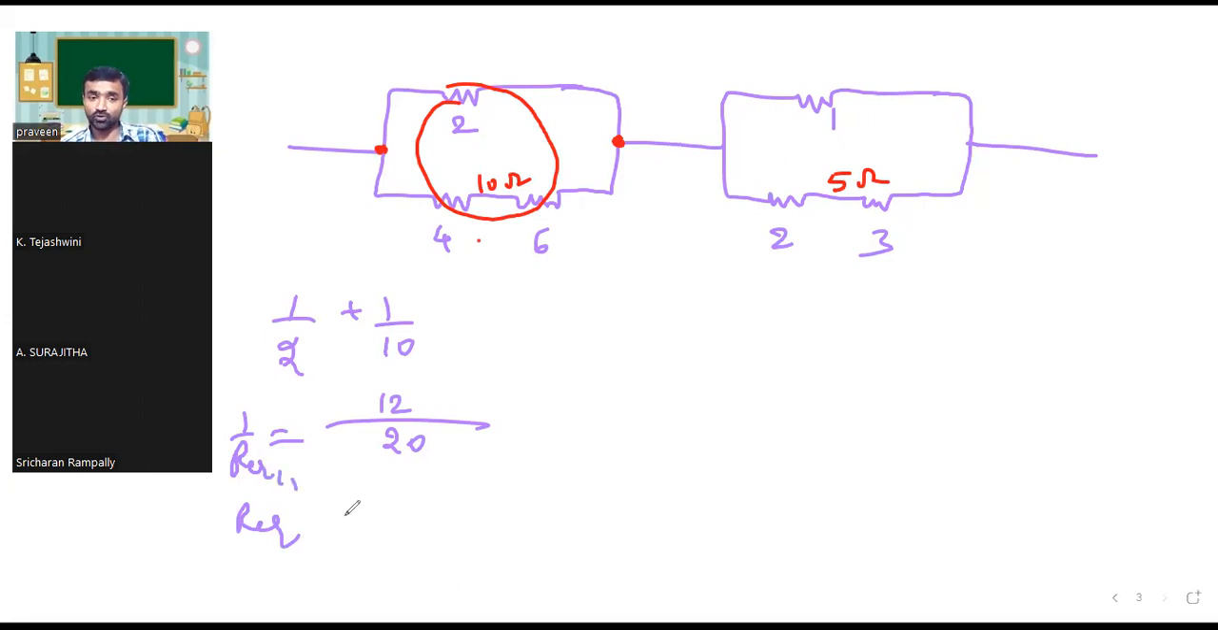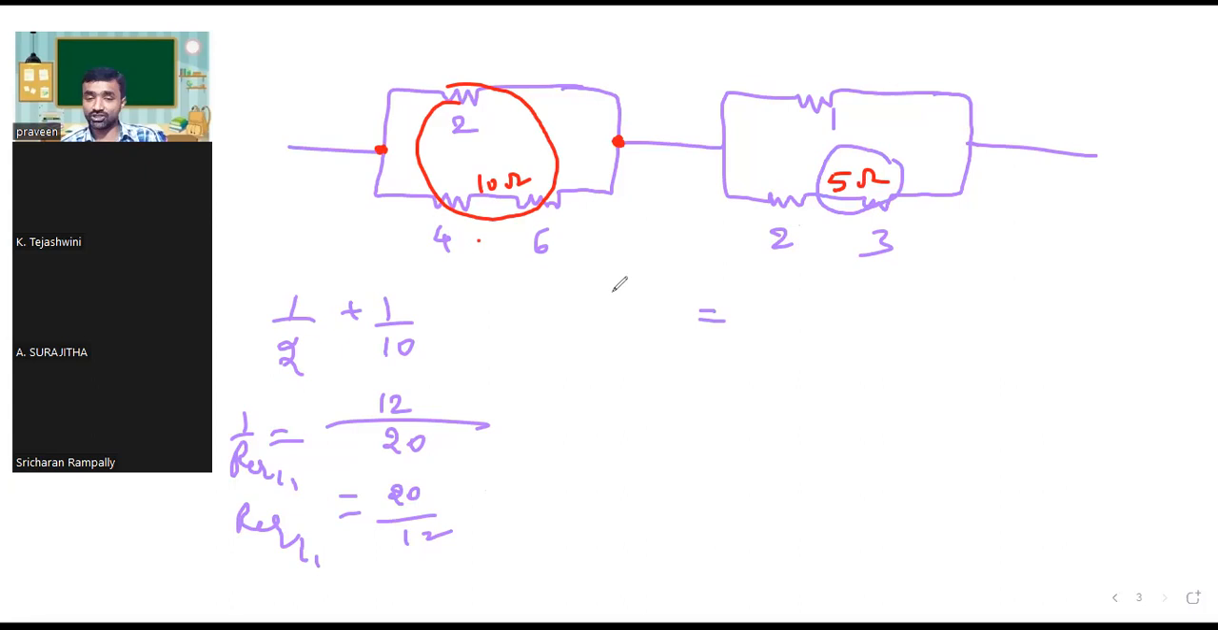So loop 1 is equal to 20 by 12. First loop solved. Finally I got the equivalent resistance in loop 1 as 20 by 12. Then in the second loop, 2 and 3 are in series combination. I got the equivalent resistance as 5 ohms.